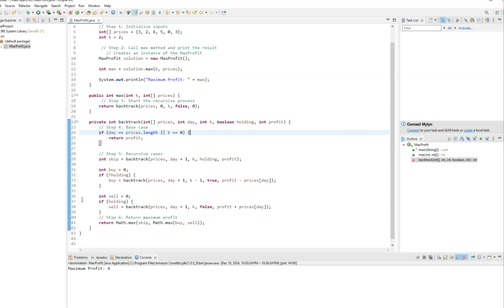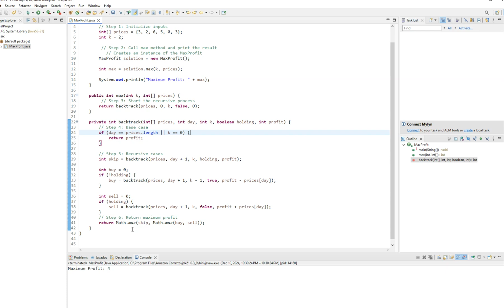And this is the logic of the sell. So we are holding when selling. So we pass the price and we add the next day. The transaction count stays as it is. We don't hold, so profit plus the price. At the end, we return the maximum profit.